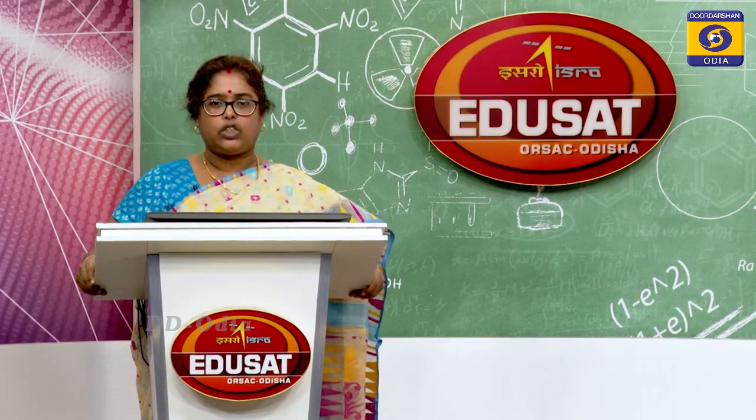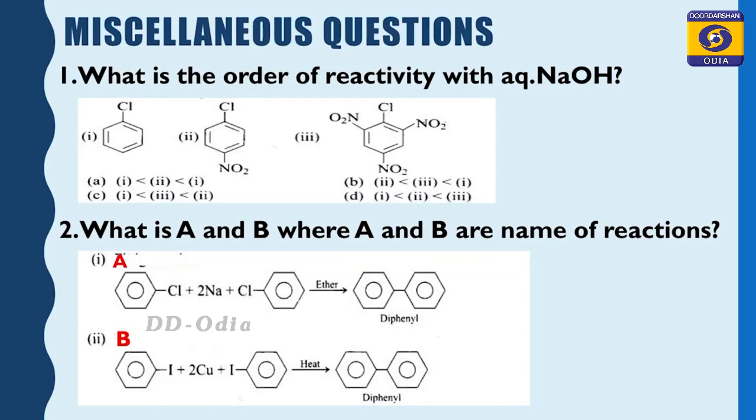The first question is, what is the order of reactivity of these compounds with respect to aqueous sodium hydroxide? So, I am giving you the hints. In the first case, it is just a chlorobenzene molecule. In the second case, the nitro group is joined at the para position, and in the third case, there are 3 nitro groups present at ortho, meta and para positions. And as we had seen, it is the reagent aqueous NaOH.